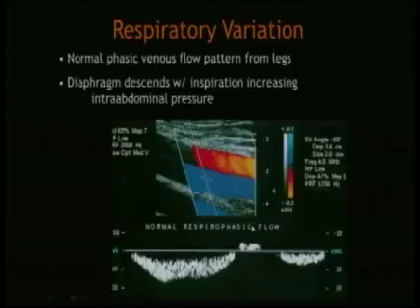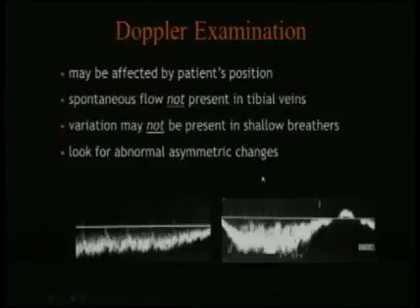Here we're seeing a normal phasic venous flow pattern at the level of the femoral vein. Here you can see normal flow moving toward the transducer in this image, and then with a deep breath, the flow ceases, and then there's a transient reversal of flow, and then again with normal breathing, the flow resumes on up to the heart. This is a normal response to a Valsalva maneuver.